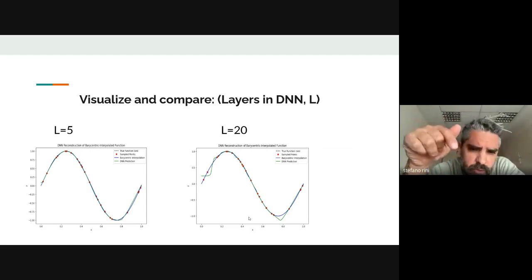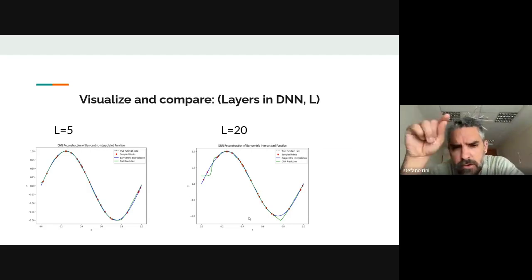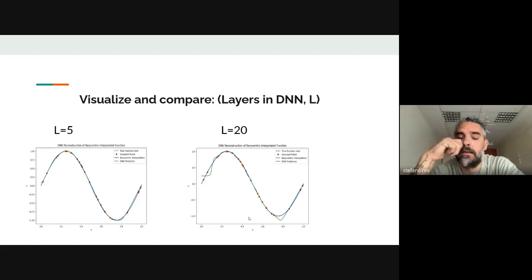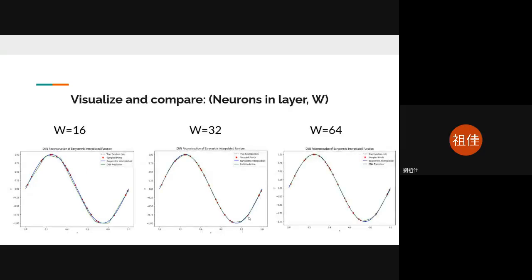But you see that when you go to L equals 20, then you no longer pass through the first 2 points, right? Yeah. So you see that you lose the ability to interpolate the points when you have too many layers. Yeah. Okay, go ahead.